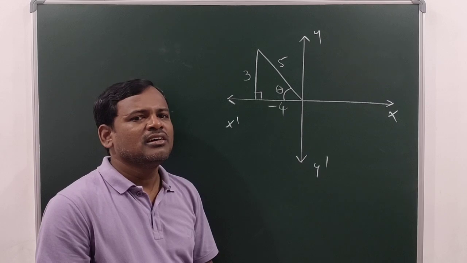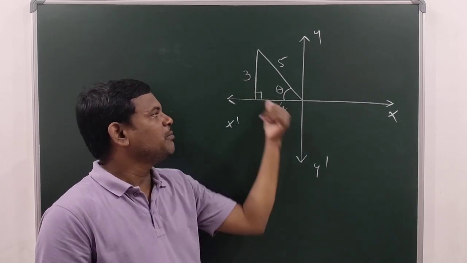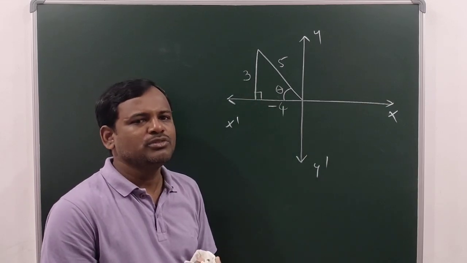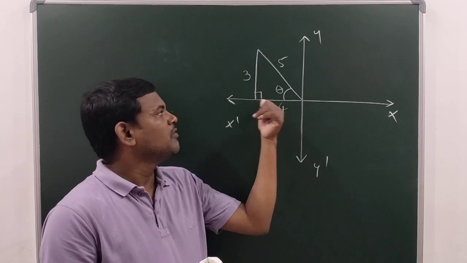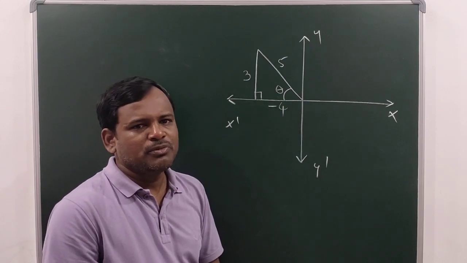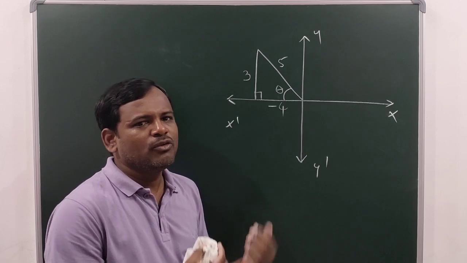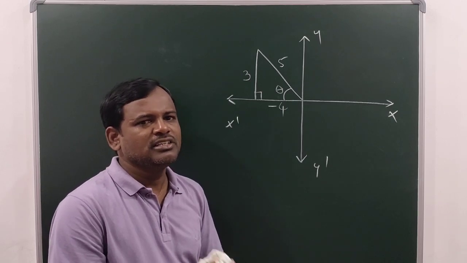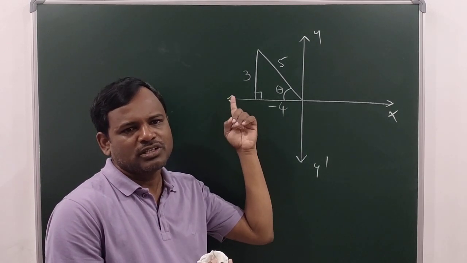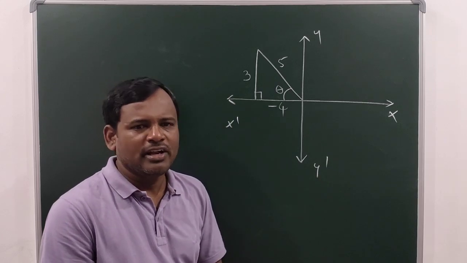Similarly, tan is 3 by -4, negative. And whose reciprocal? Cot, -4 by 3. So except sine and cosecant, the remaining 4 ratios we got negative. Hence, in the second quadrant, sine and cosec are positive, remaining all are negative.